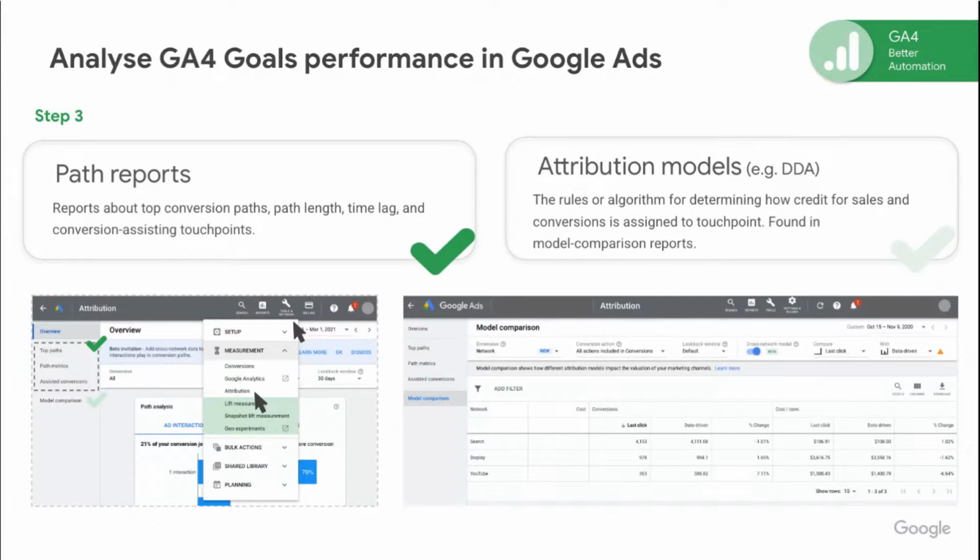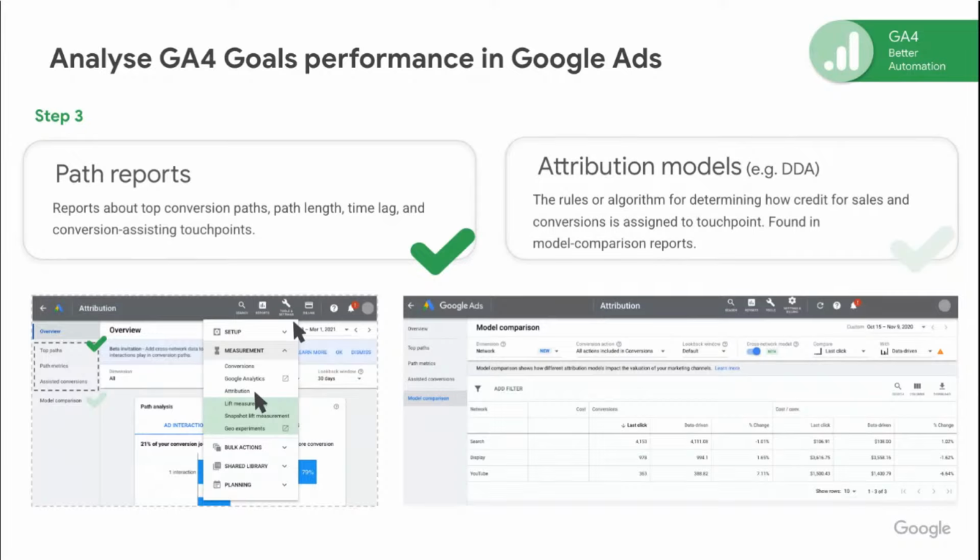Once you bring the conversions in Google Ads, there are two places where you can find a lot of reports that can help you with better insights, similar to the way you have in GA4. These reports are broadly categorized under path reports like top paths or path metrics, assist conversions, and then you have the classic model comparison report where you can see all the attribution models side by side. You can find all of this within your Google Ads UI through the measurement and attribution dropdown.